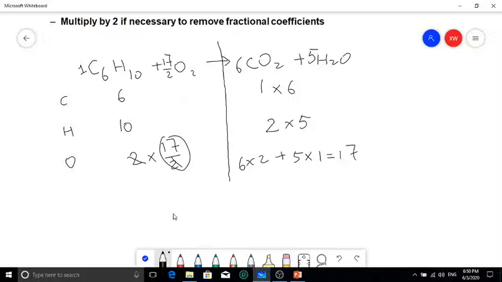The only way to remove this fraction is to multiply by 2 if necessary to remove any fractional coefficients. You can't change the ratio. Right now this equation is balanced. You have 6 carbons on each side, 10 hydrogens on each side, and 17 oxygens on each side. You can't change the ratio, but you can double everybody in order to get rid of this fraction. Double the entire equation.